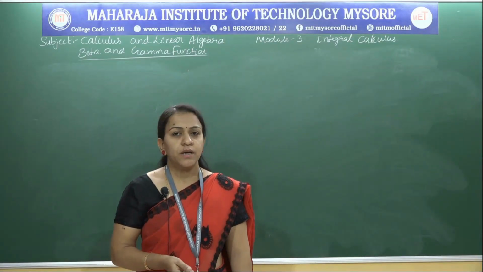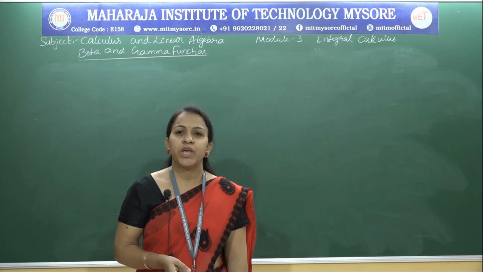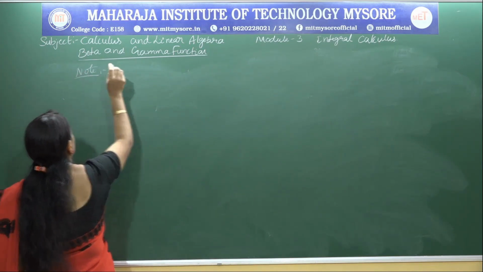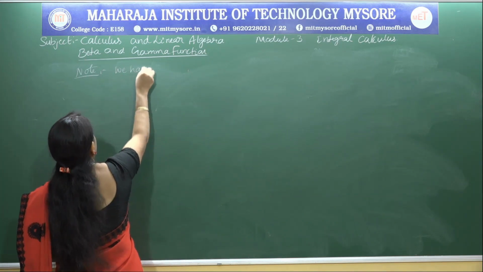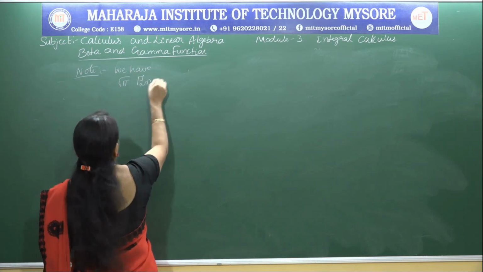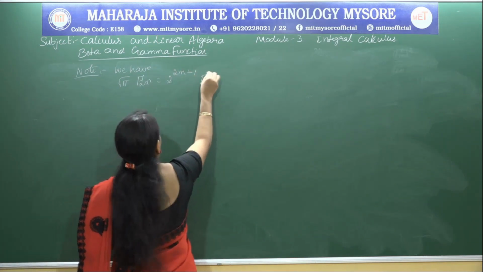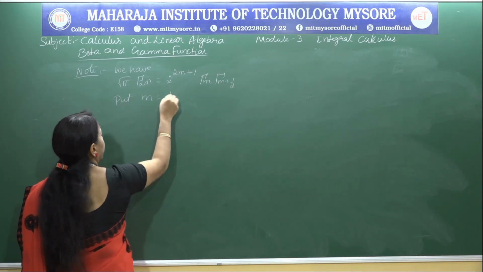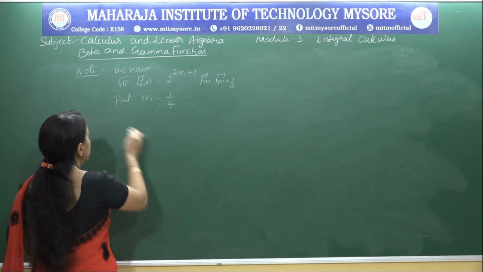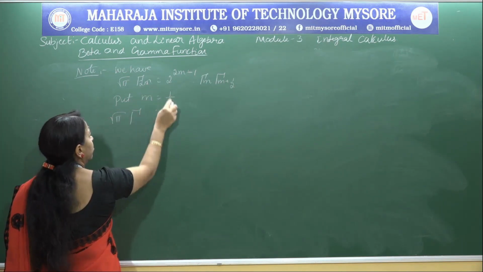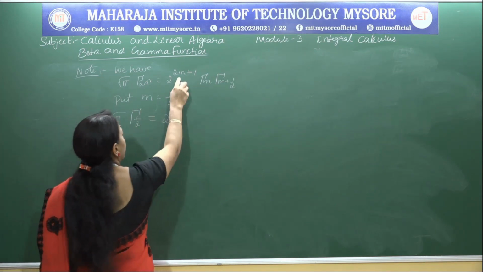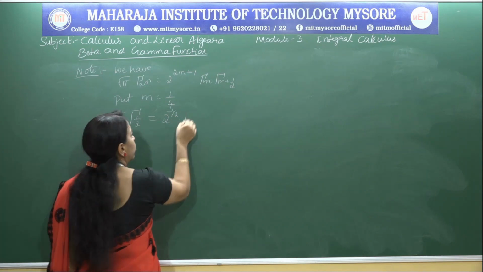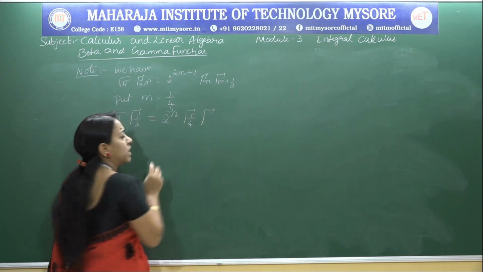Now, using a duplication formula in terms of gamma, we can get one more standard result. So I can make it as a note, that is, we have root pi into gamma 2m is 2 to the power of 2m minus 1 into gamma m plus 1 by 2, right? So in this, if I substitute m equal to 1 by 4, we have one more standard gamma relation, that is root pi into gamma, 2 into 1 by 4 is nothing but 1 by 2, is 2 to the power of, if I replace m by 1 by 4, 1 by 2 minus 1 is nothing but minus 1 by 2, into gamma 1 by 4 into gamma 1 by 4 plus 1 by 2, which is nothing but 3 by 4.